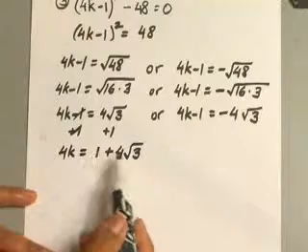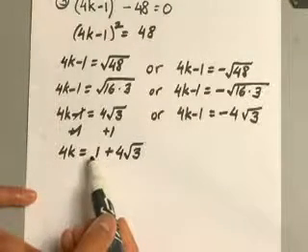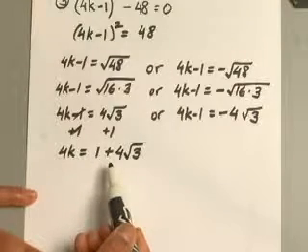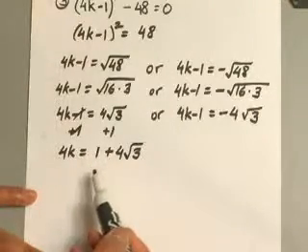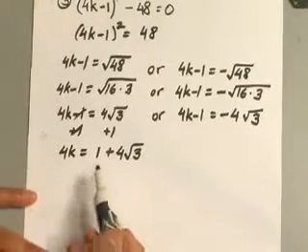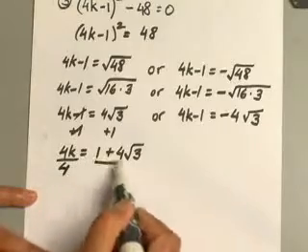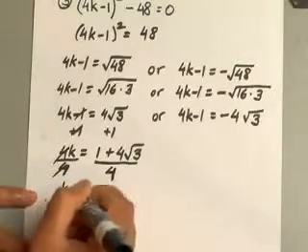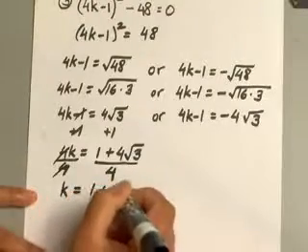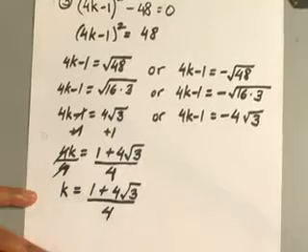Again, you cannot add 1 into 4 square root of 3 because of that radical. You don't have a radical term on the 1, only on the 4, so you cannot add the two together. You have to leave them as they are. Now the last part will be to get k by itself, so we divide both sides of our equation by 4, and you end up with k equals (1 plus 4 square root of 3) over 4.